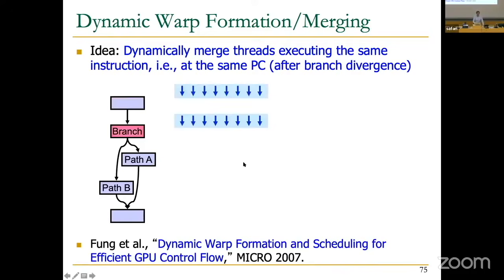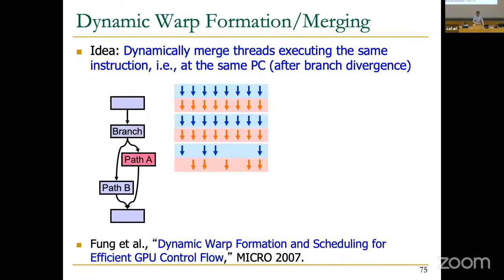Let's take a look at this example. You get to this branch that we saw earlier. You get to this path. But then if you have another warp, that warp is supposed to execute this path. So these 2 warps are executing the same path. And you can combine them, right? Like this. In this case, you didn't save much.